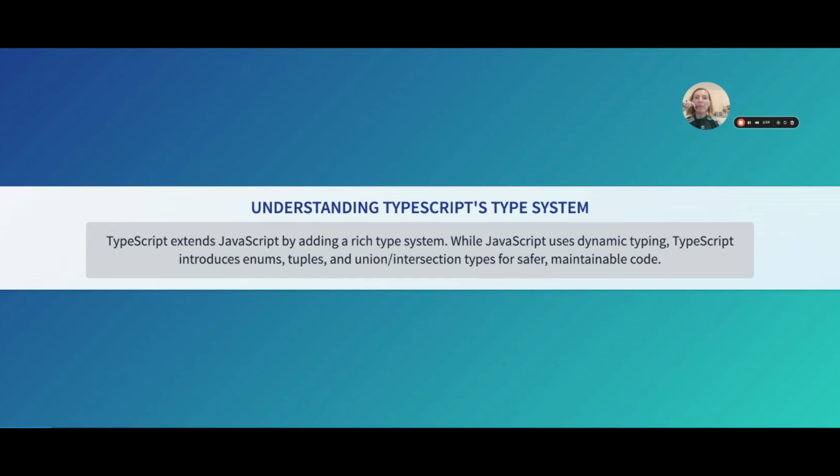JavaScript dynamic typing is like painting freehand. It's fun but messy. TypeScript adds structure with types like enumerations, tuples, and unions, and some others, which we're going to check out very soon. These let you define exactly what your data should be, cutting potential bugs.